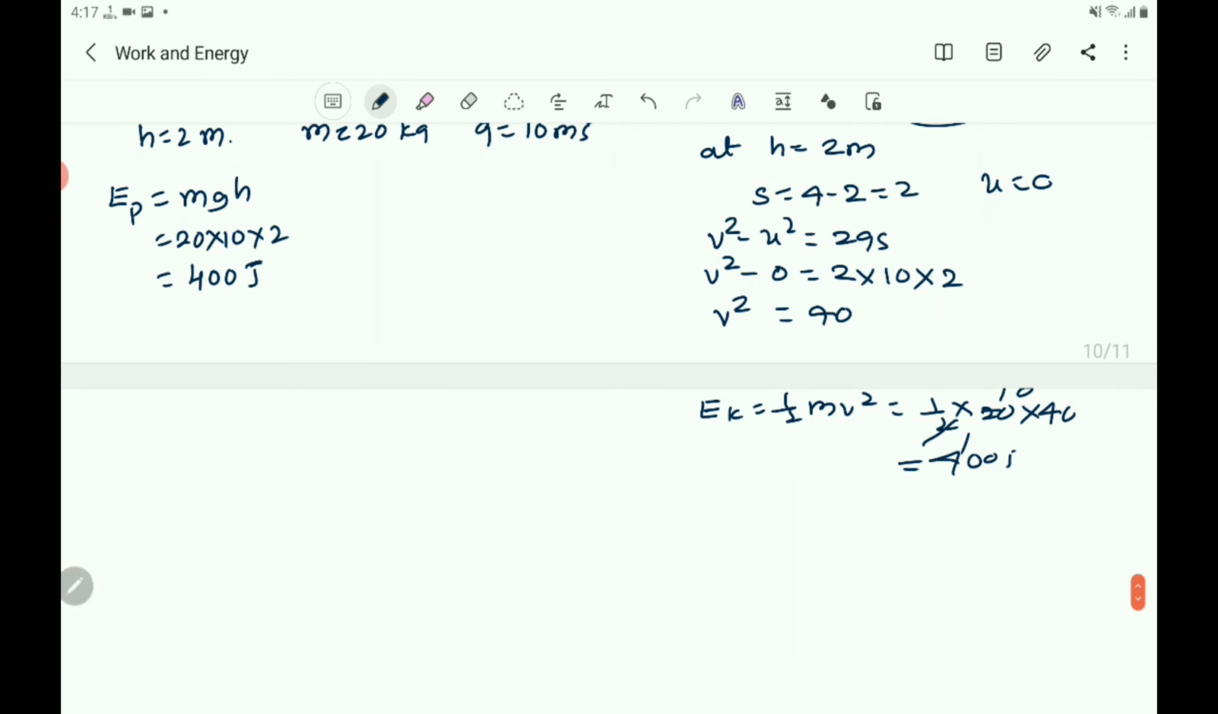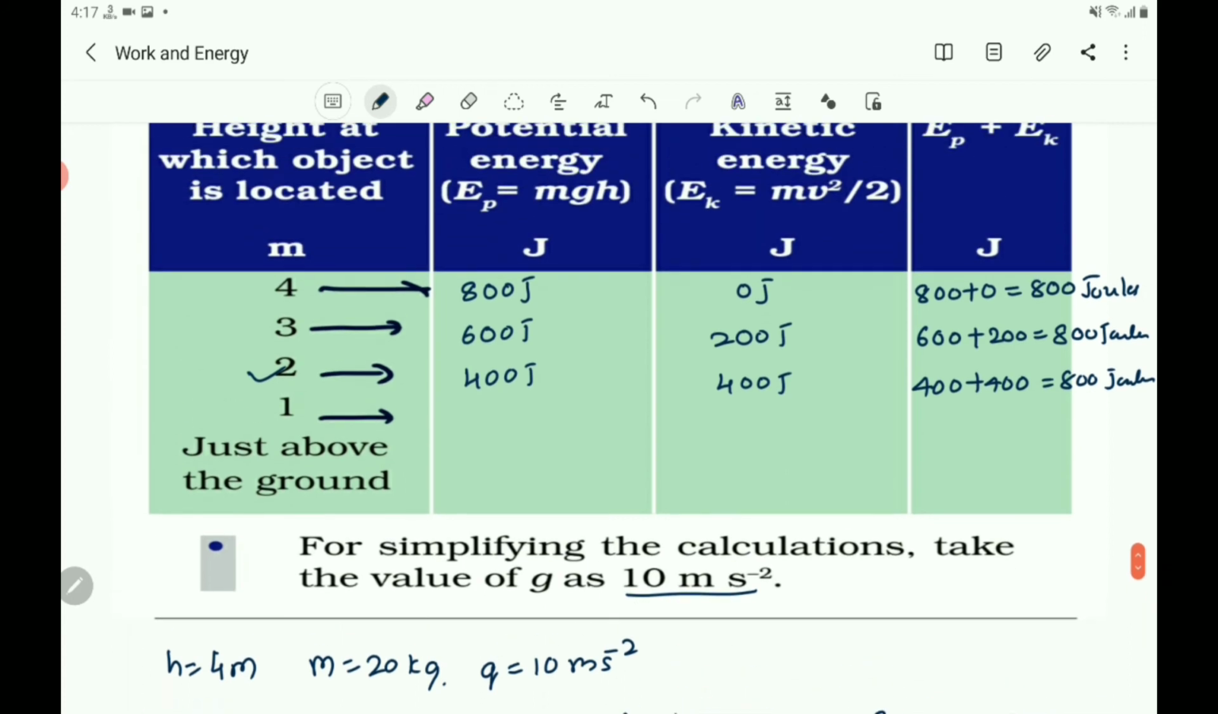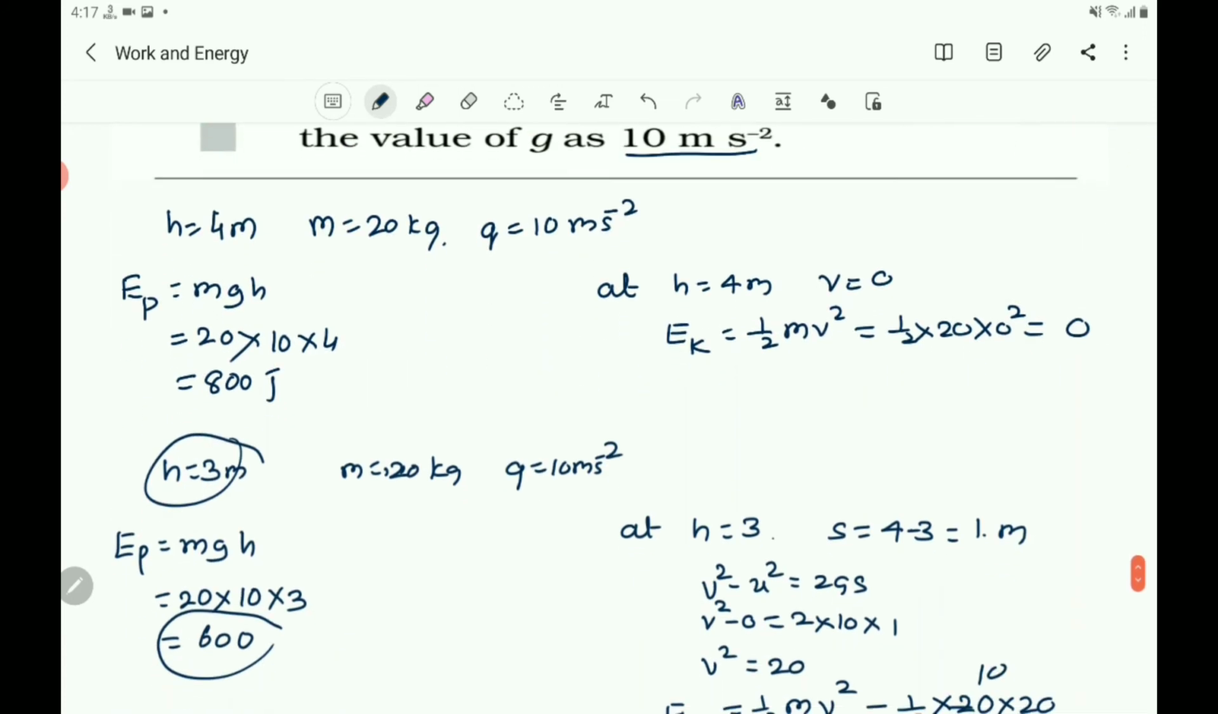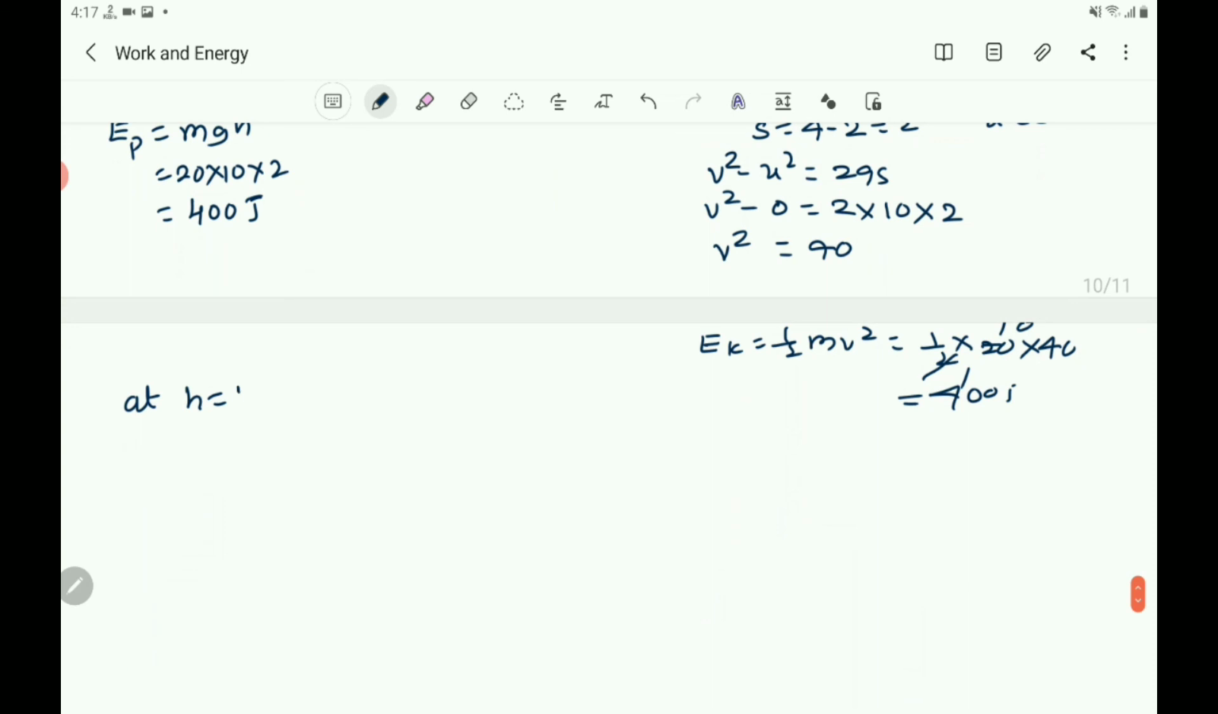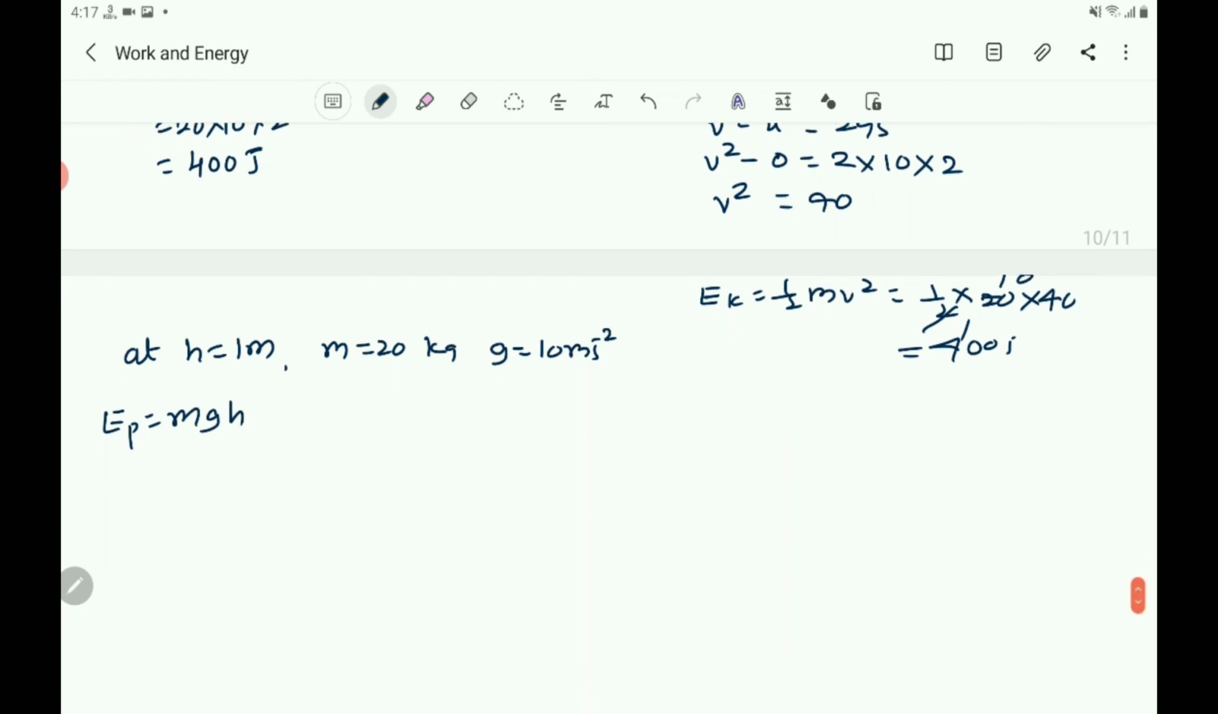The next, take h is equal to 1 meter. Then same, m is equal to 20 kg, g is equal to 10 m/s squared. Again you write EP is equal to m into g into h. m is 20, g is 10, h is 1. Then you will get 200 joules.